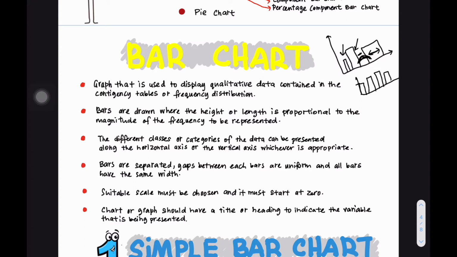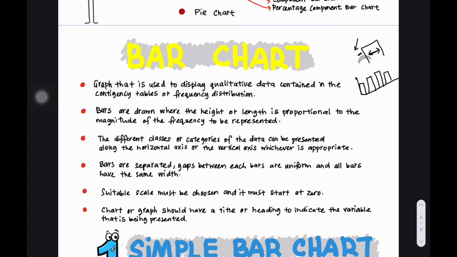Alright. So a chart or graph should have a title or heading to indicate the variable that is presented. So later, when we have this bar chart, we have to write what the title is. It means we know what this bar chart represents. For example, this bar chart is grades of 30 students for a statistics paper. For example, we know the grades A, B, C and D. So that is general for a bar chart.